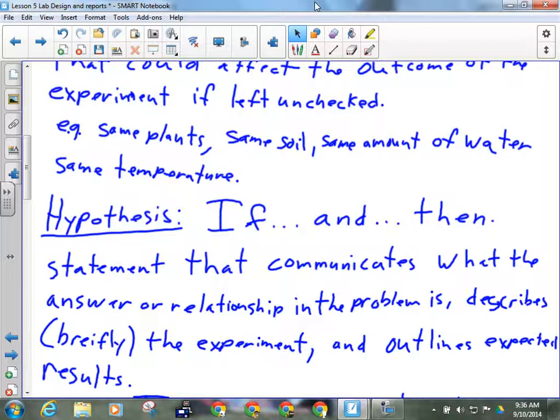It says what I'm going to do, and it says what I predict the results to be. And that's what a proper hypothesis always does. The if part tells them what I think is going on. The and part briefly describes the experiment that I'm going to perform, because my procedure will describe it in detail. This just describes it briefly. And the then part always tells my predicted results. If I'm right, this is going to happen. That's what a hypothesis needs to say.